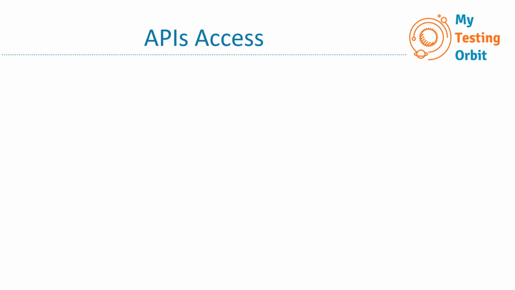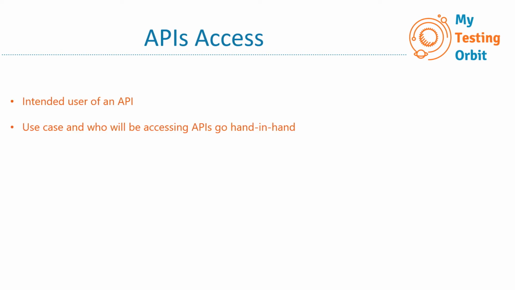Okay, let's now discuss API access. Once you have selected the intended use case for your organization's APIs, now is the time to decide who will be accessing these APIs. Most often the use case and the intended user go hand in hand. For example, you may want to integrate any two internal systems in your organization. Here, the intended users will be the internal employees.